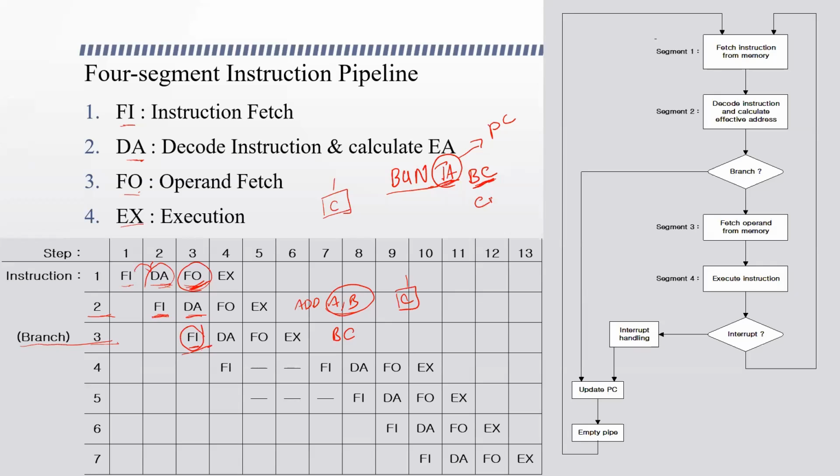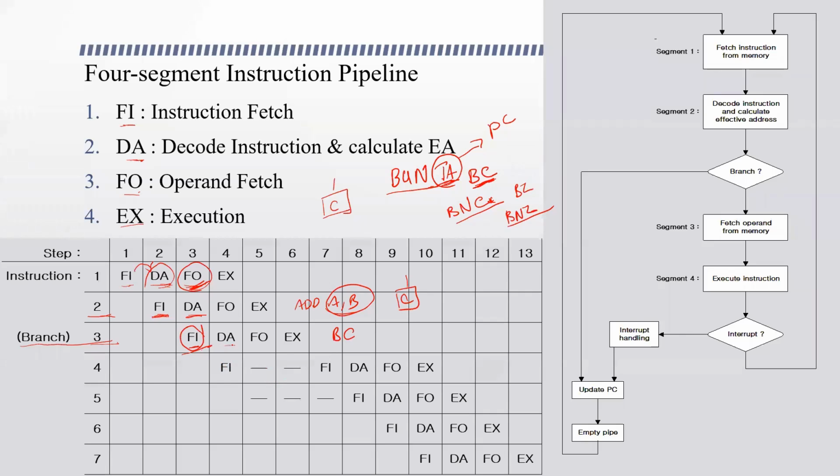BNC means branch if no carry, correct? This way, BZ is branch if 0, BNZ is branch if not 0. This way conditions can be checked to branch. So if this third instruction is any of these branch instructions, based on the condition, branching may be done or may not be done. So the fourth instruction may be executed or it may not be executed.